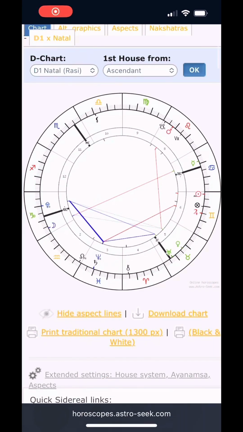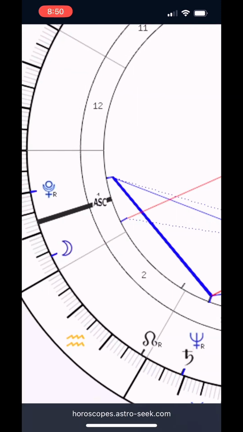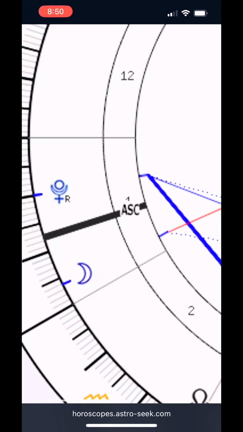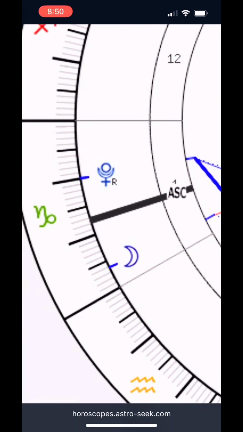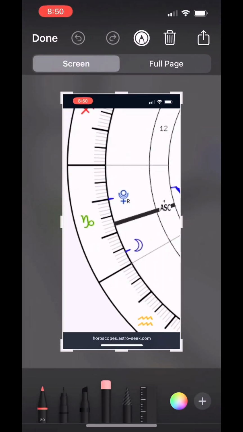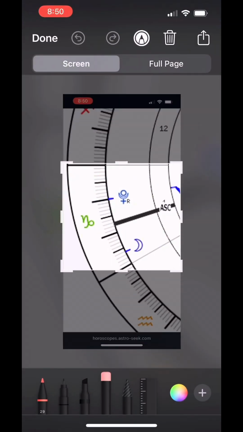Okay, in this one, we're going to get into the aspects. Now, there are 30 degrees in each house. That's a house. First house. That's the ascendant. We talked about that before. And you see these little lines? I'm going to screenshot and show you. There are 30 degrees in here.